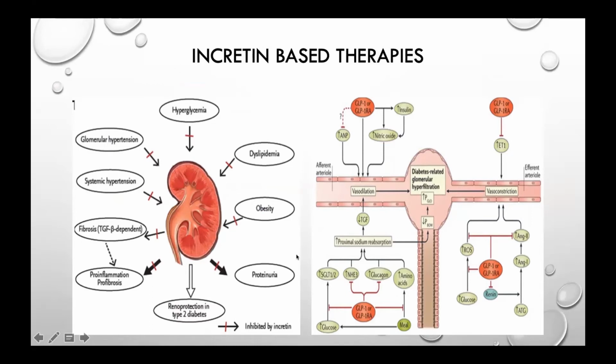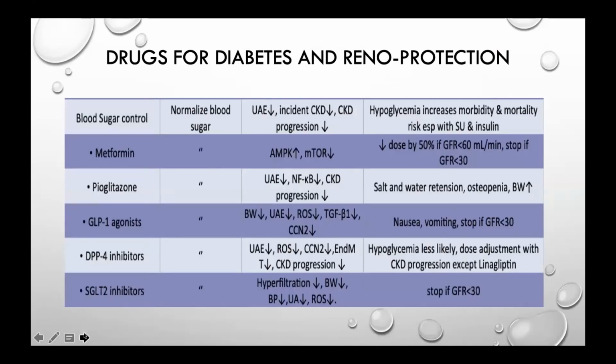glycemia, decreasing dyslipidemia, decreasing obesity, proteinuria is decreased. There is renoprotection in type 2 diabetes. There is decreased inflammation and pro-fibrosis. Fibrosis by TGF-beta dependent mechanisms decreased. There is decrease in systemic hypertension. There is decrease in glomerular hypertension. And all of these by decreasing reactive oxygen species and other pathways, angiotensin pathways also leads to all the benefits that we see with the glucose-based therapies.